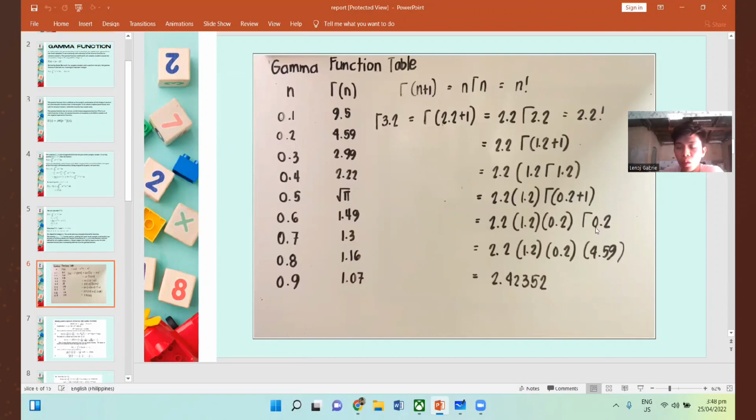The value of gamma of 0.2 is 4.59. So 2.2 times 1.2 times 0.2 times 4.59. So we are going to have the answer, 2.42352. That is the answer.